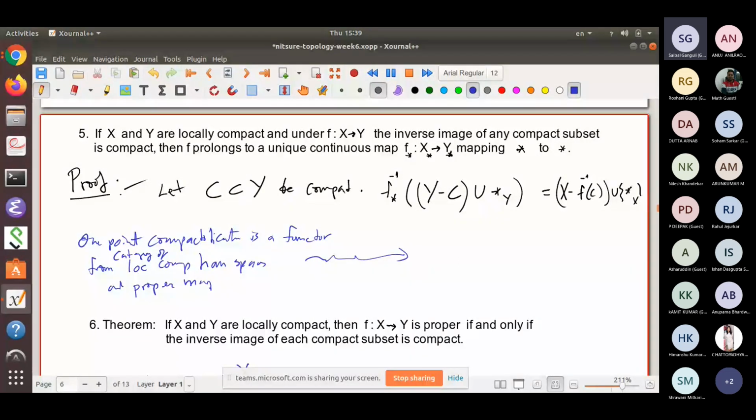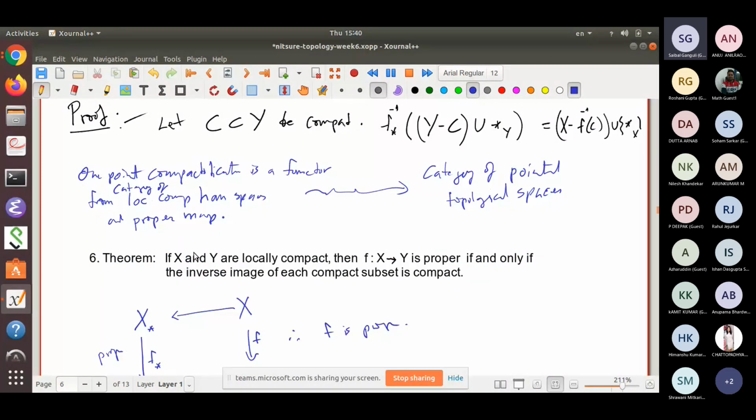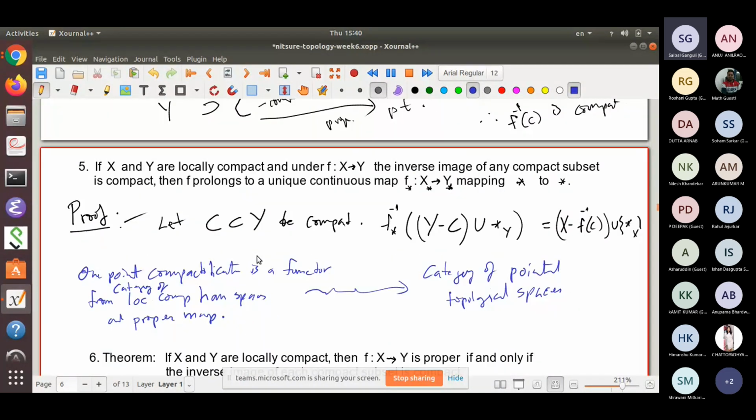Okay, because anytime I have two locally compact spaces and a proper map like this, inverse image of compact is compact amounts to proper, as you will see from the next theorem. Then on the other side is the category of pointed topological spaces. This is what it means. I said proper here instead of saying inverse image of compact is compact, because these two are equivalent for locally compact spaces.